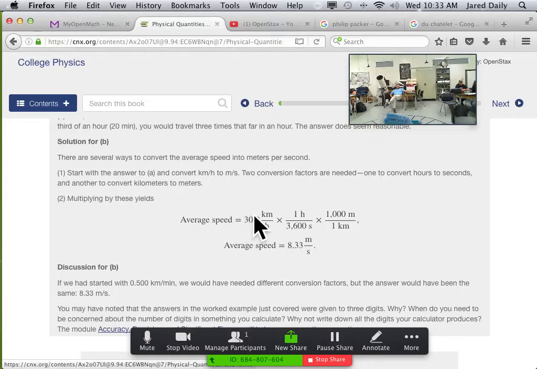So I take the 30 and multiply it by 1,000, and I divide it by 1 and by 3,600, or by 1 and 3,600, and it's multiplied by 1,000 divided by 3,600, you get 8.33 meters per second.